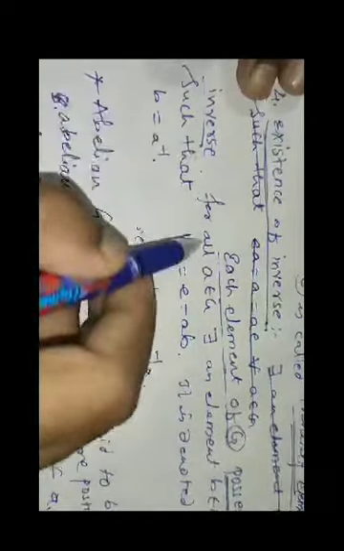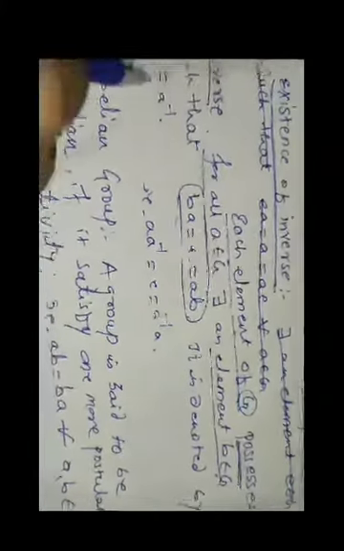So each element of G possesses an inverse. For all A belonging to G, there exists an element B belonging to G such that B into A is equal to E is equal to AB. It is denoted by B is equal to A inverse.